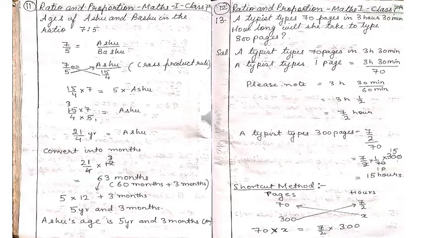Here the answer will be 15 hours. So a typist types 300 pages in 15 hours. This is one way to do it. Another shortcut method is to separate pages and hours. 70 pages take 7 upon 2 or 3.5 hours, and 300 pages take how many hours? Let the hours be x. Now do the cross multiplication, 70 into x and 300 into 7 upon 2. With this also you can do it.